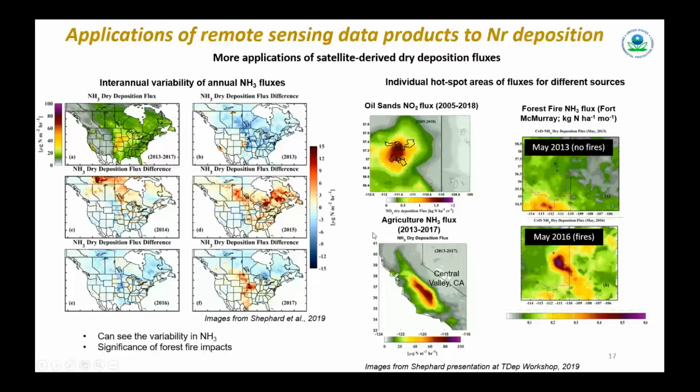And another aspect of this is, with satellite data, you really can zero in on individual sources. So, here's an oil sands flux of nitrogen dioxide. Here's agriculture from the Central Valley. You could look at urban areas and really get a sense of what's going on in those areas. You can compare magnitudes for these different sources, and there's a lot of potential use for these products with a lot of these deposition studies.